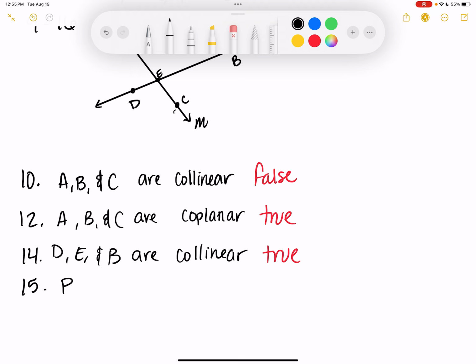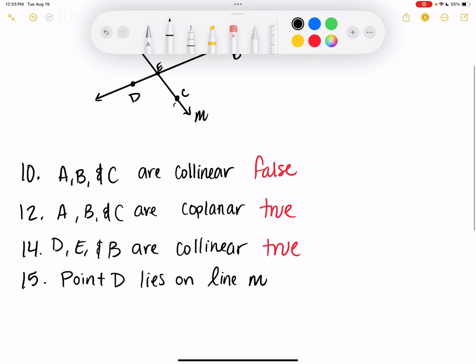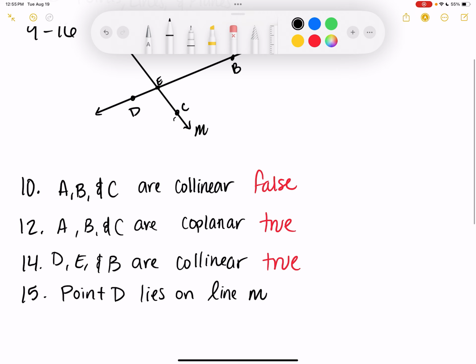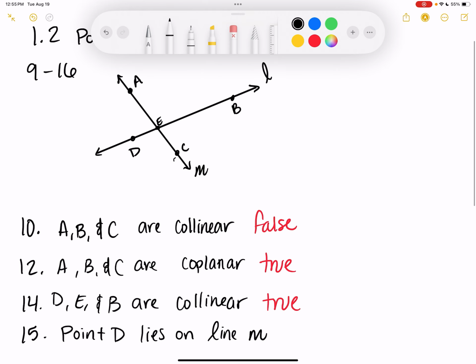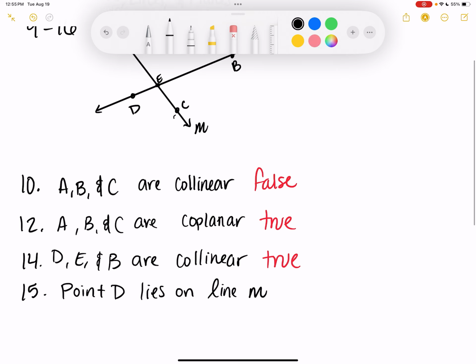15. Point D lies on line M. So this is why it's important to notice what the line names are. So is point D on line M? No, so this would be false.